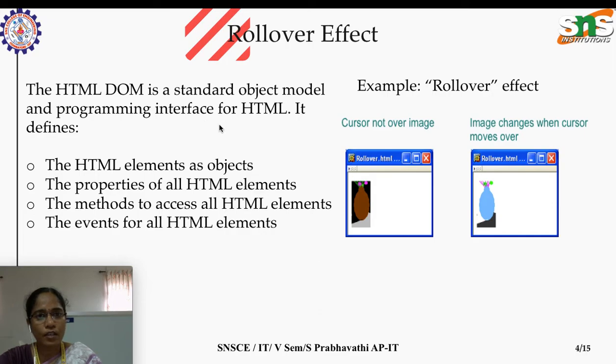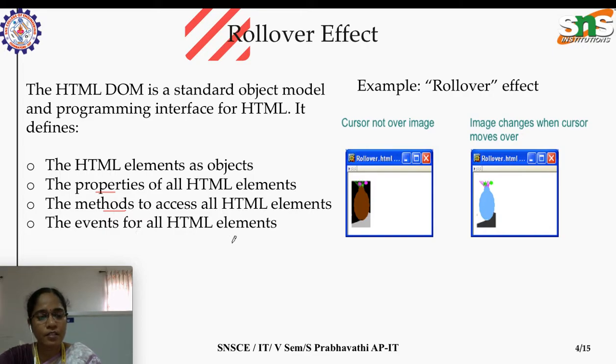Before that, let's see what the DOM defines. The DOM is a standard object model and programming interface for HTML documents. It defines HTML elements as objects. Only by means of those objects can we make changes in those HTML documents via JavaScript. The objects provide various methods and properties to access the elements and make changes over them. Finally, the DOM defines an event for all the HTML elements.